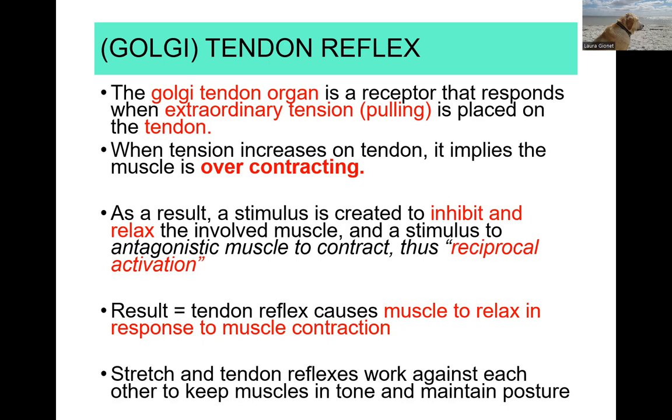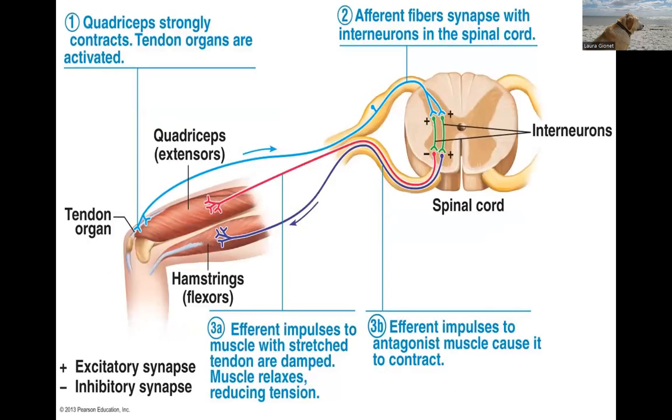We're going to relax the involved muscle, and the stimulus to the antagonistic side is going to be to contract this time. It's called reciprocal activation. Before was reciprocal inhibition. Now it's reciprocal activation. The result is the tendon causes the muscle to relax in response to muscle contraction. The opposing muscle group is going to be stimulated. The involved muscle is going to be relaxed. Stretch and tendon reflexes work against each other to keep muscles in tone and maintain posture.